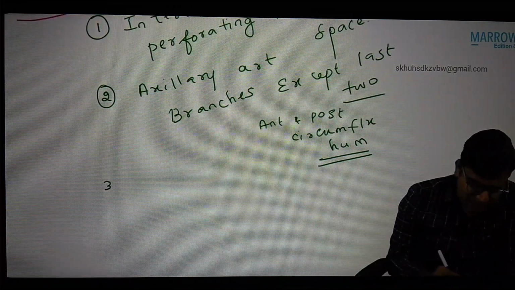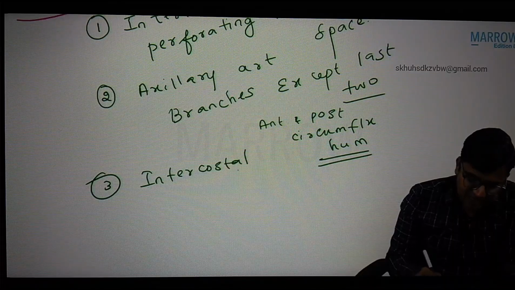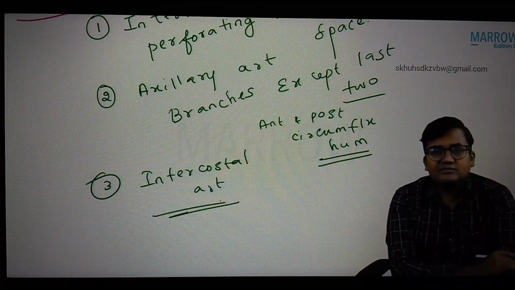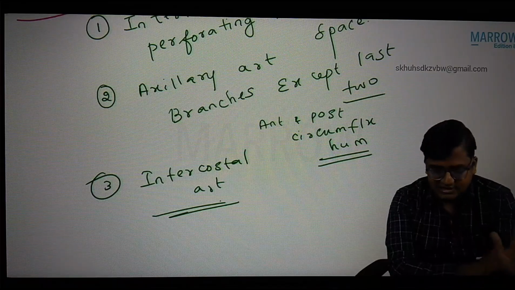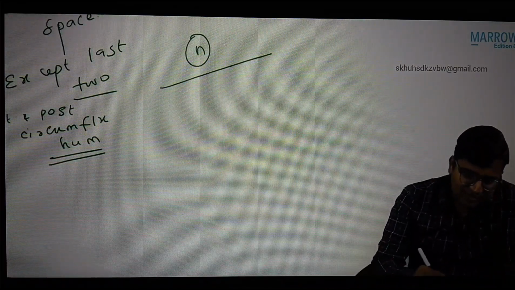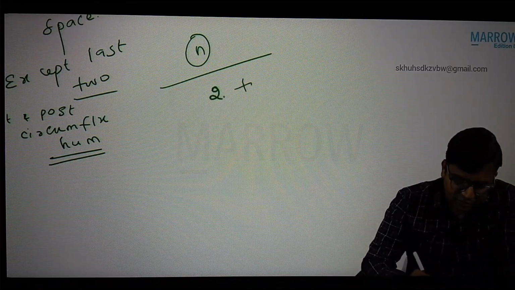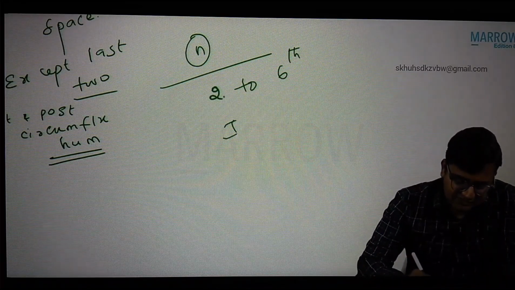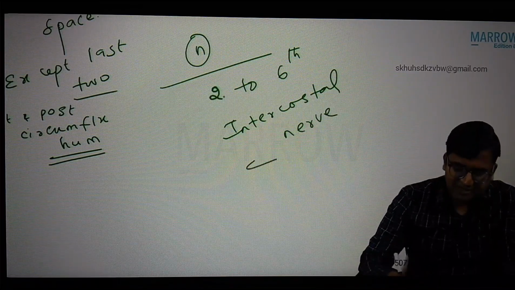And the breast is also supplied by the intercostal arteries. The venous drainage is very simple: veins will follow the arteries. Now, what is the nerve supply? The nerve supply to the breast is by the second to sixth intercostal nerves.